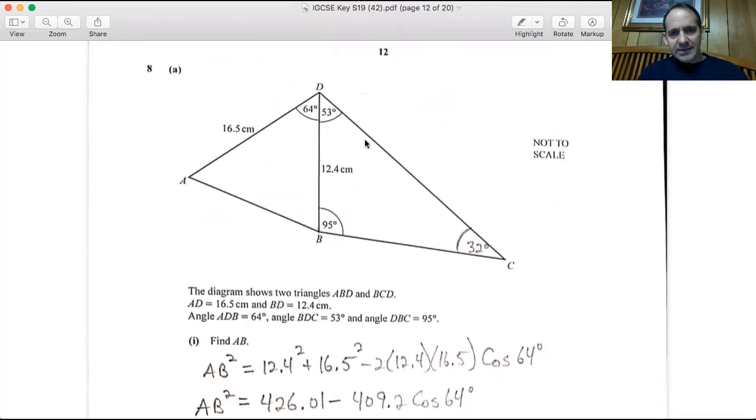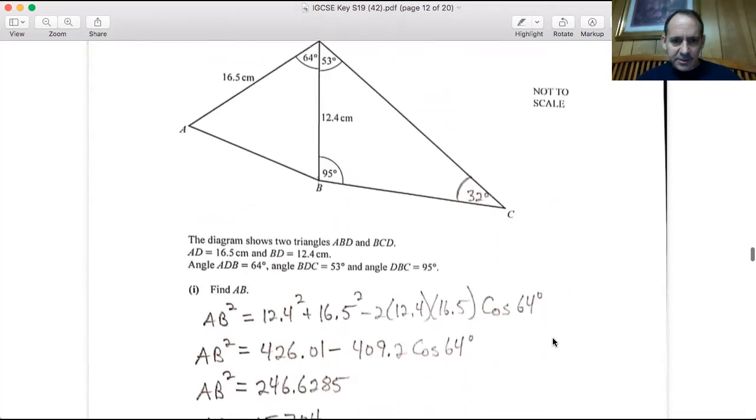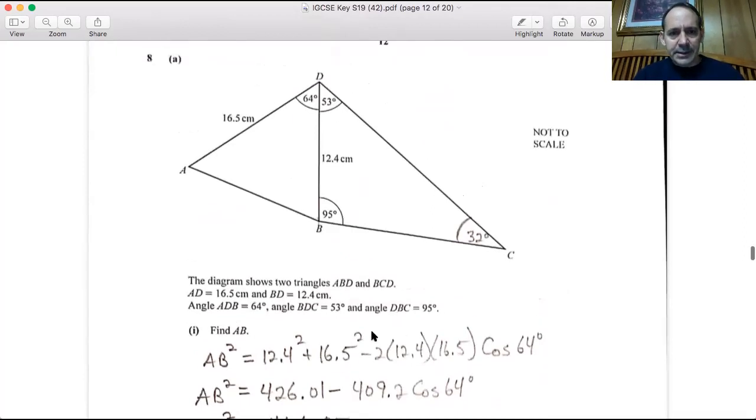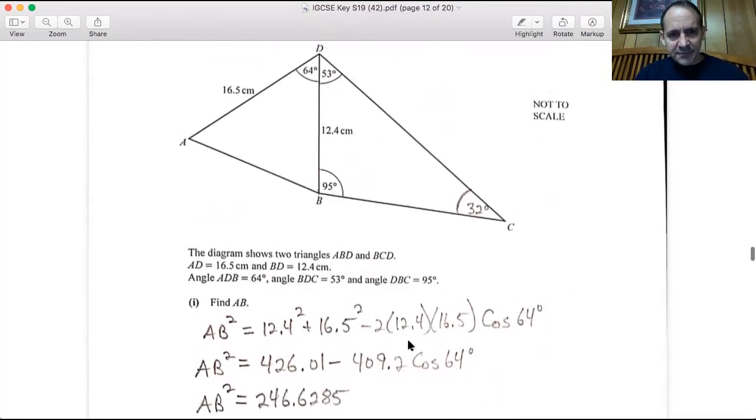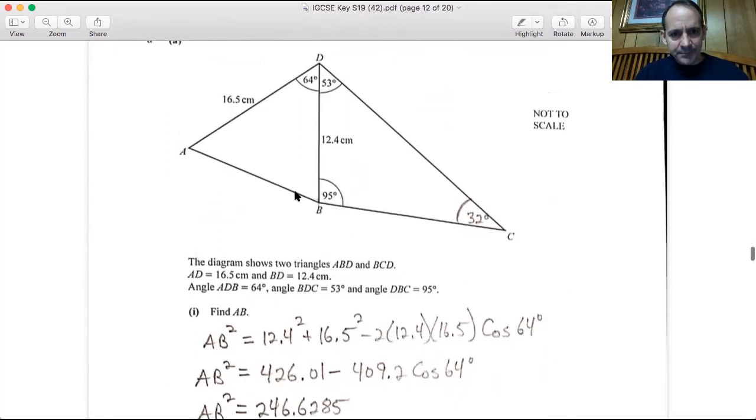On to number 8, we've got these two triangles here. The diagram shows two triangles, ABD and BCD, and it gives you this information about angles and lengths. Find AB. Well, we have two sides and the included angle. We do not have a pair of angle and side. Notice here's a side, no angle. Here's a side, no angle. Here's an angle, no side.